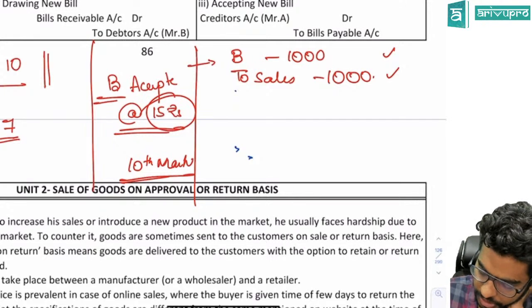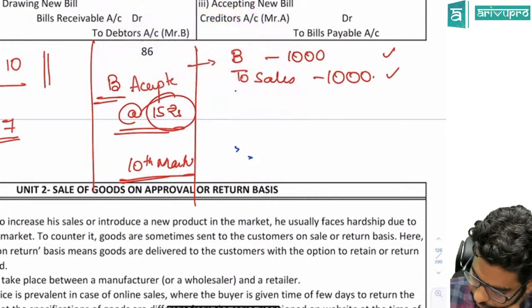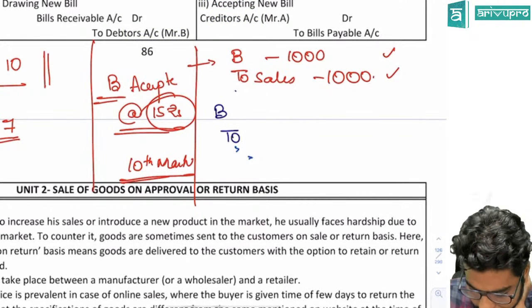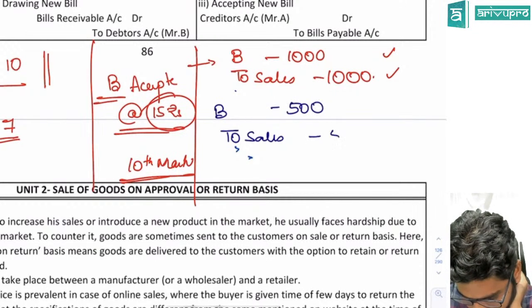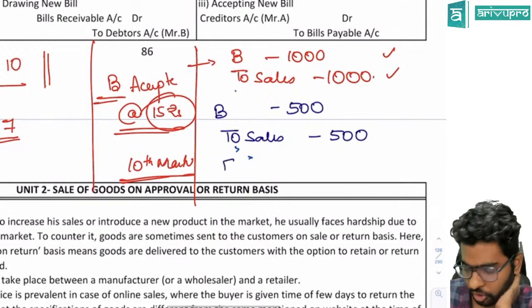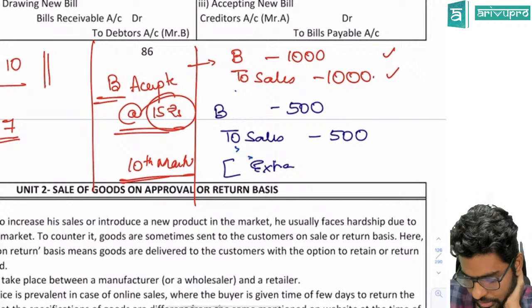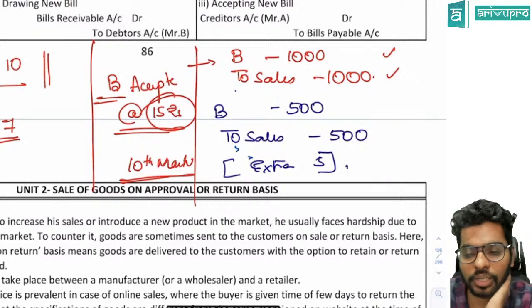Are you guys clear? So the journal entry will become B to sales for that extra 5 rupees. Are you clear, Kasak?